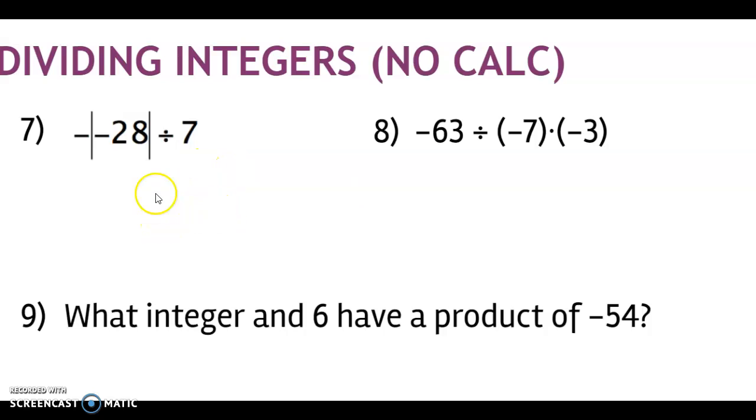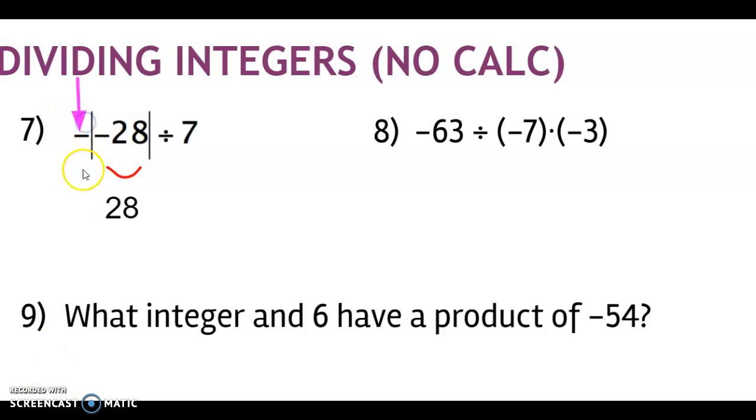In number 7, this part is read the opposite of the absolute value of -28 divided by 7. Okay, again, we want to first do what's in the absolute value bars. Consider it like grouping symbols. We do that first, just like parentheses, the P, we do that first. So what's the absolute value of -28? How far away is it from 0 on the number line? Yeah, it's 28 units.